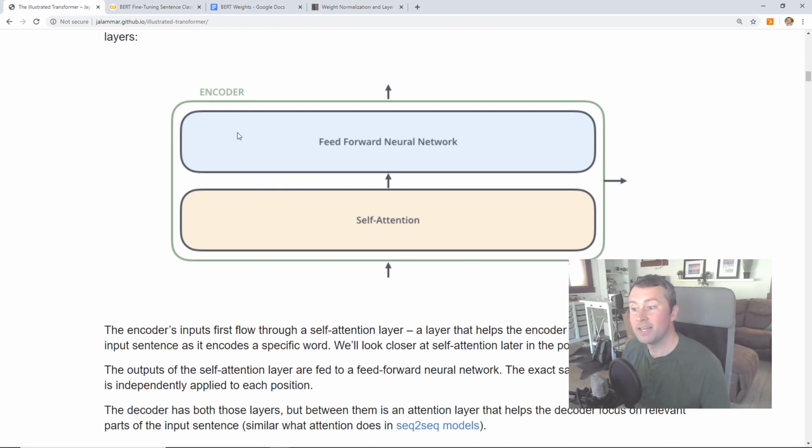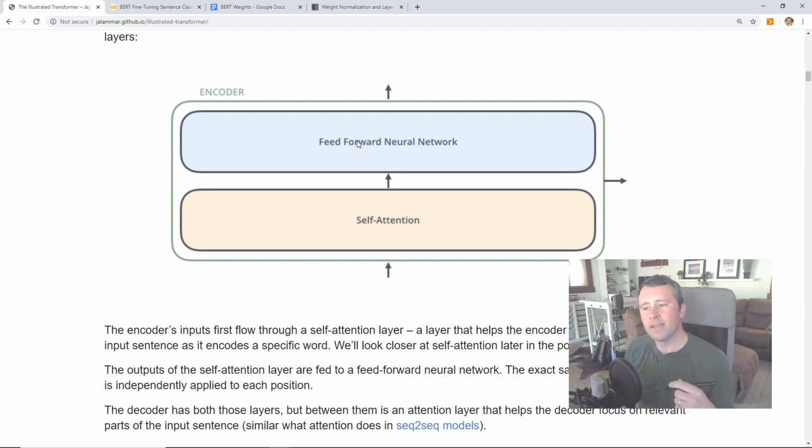So Jay describes it as having 2 main layers inside of it. It's got a self-attention layer, and that's what we're going to be learning about right now. And then the results of the self-attention are fed into what he labels here a feed-forward neural network. So just a standard multi-layer perceptron dense neural network layer.